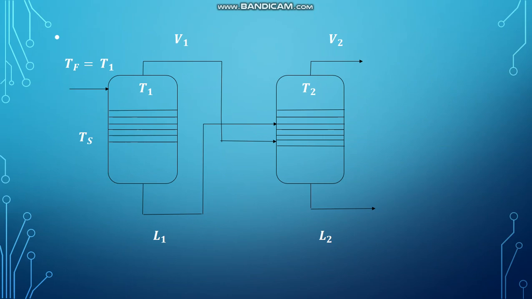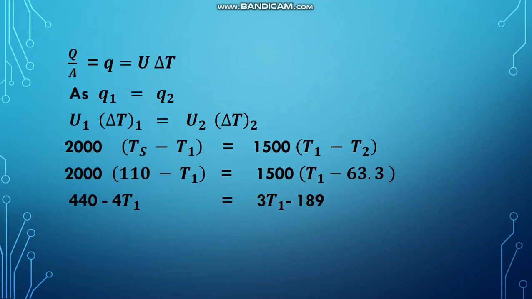Here we consider from the above equation Q by A is equal to q, which is equal to U delta T. As already Q1 is equal to Q2, U1 delta T1 is equal to U2 delta T2. So substituting the terms, U1 is 2000 into Ts minus T1, which is equal to 1500 into T1 minus T2. So here 2000 into 110 minus T1 is equal to 1500 into T1 minus 63.3.